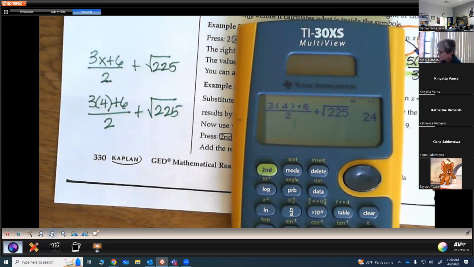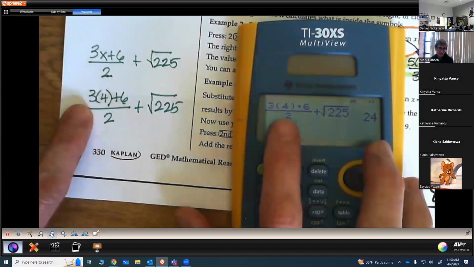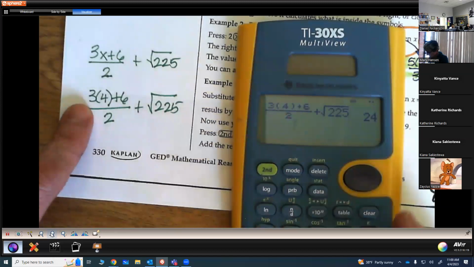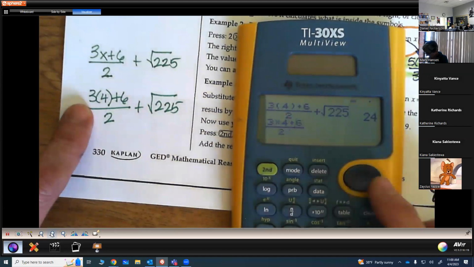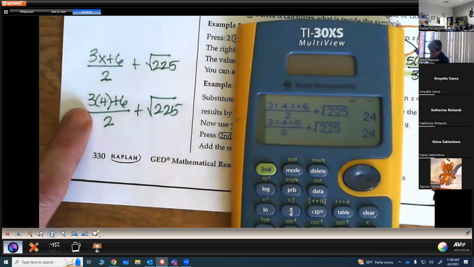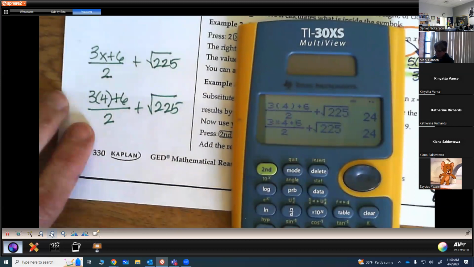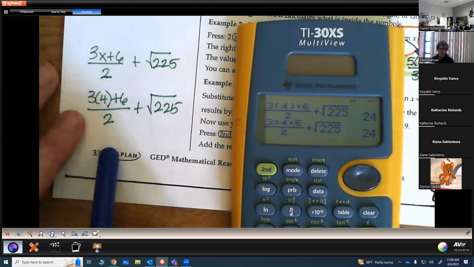Yeah, that's what I did. Yes, because this parenthesis means times, this calculator is so smart, it knows that. Okay. And so, yes, you can do 3 times 4 plus 6 over 2, toggle out, plus the square root of 225 and get the same answer. Oh, yeah. Okay. And so if it helps you. Yeah, the way you do it helps me too. I just forgot to do it.